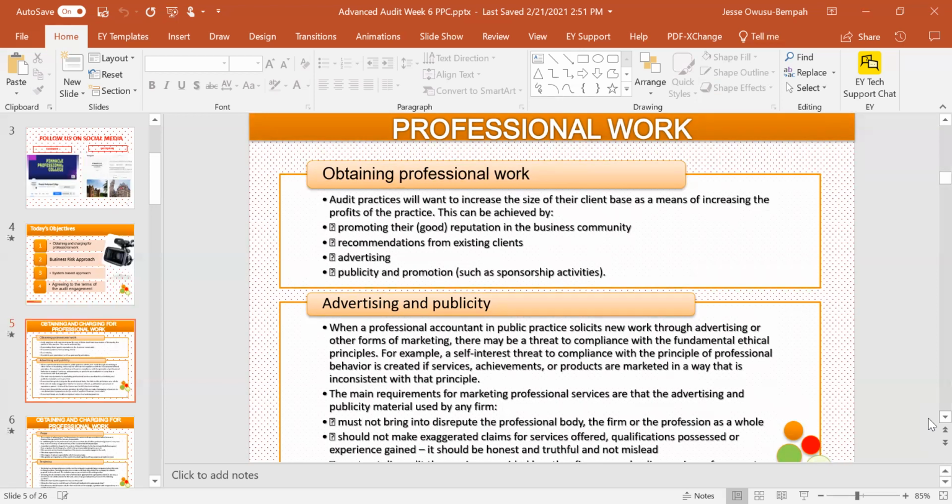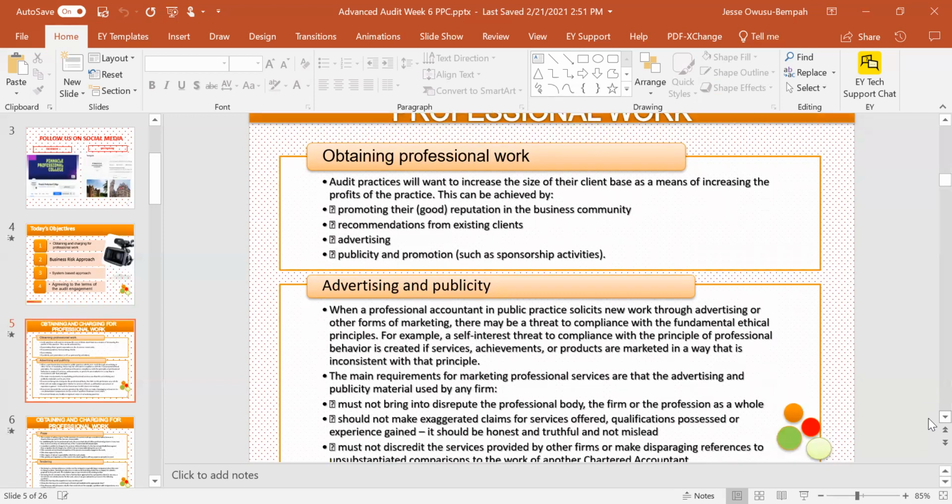The main requirements for marketing professional services are that the advertising and publicity material used by any firm must not bring disrepute to the professional body. How the advertising is done should not bring disrepute to the professional body that the audit practice belongs to. It's very, very important.